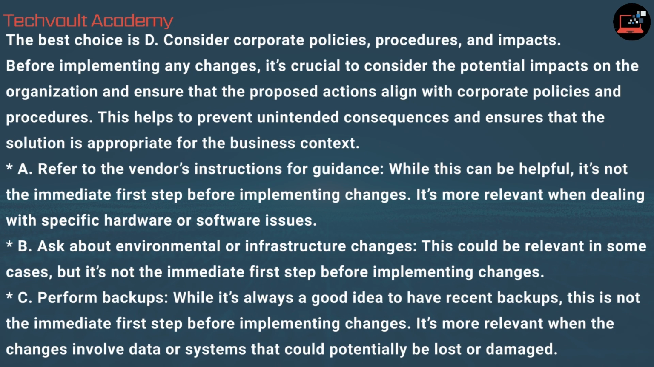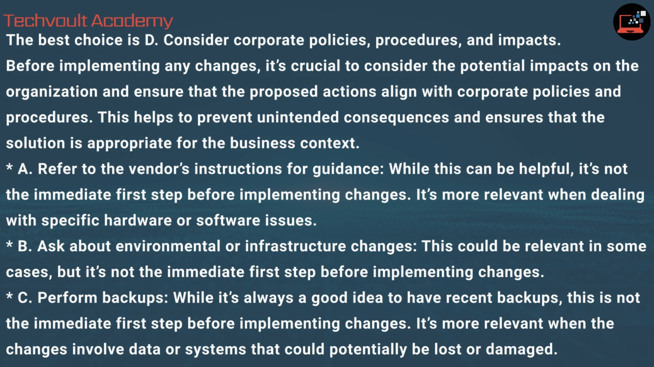The best choice is D. Consider corporate policies, procedures, and impacts. Before implementing any changes, it's crucial to consider the potential impacts on the organization and ensure that the proposed actions align with corporate policies and procedures. This helps to prevent unintended consequences and ensures that the solution is appropriate for the business context.